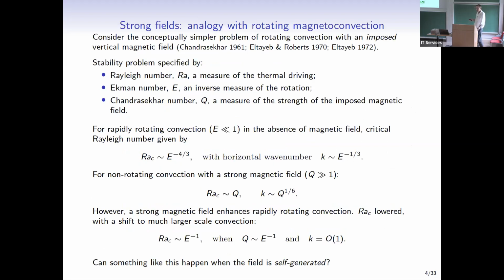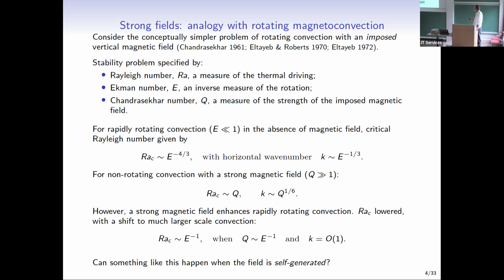Now you might say, isn't that wishful thinking? Why should we even think that the magnetic field is going to be so nice as to get us out of this mess? So really the idea of strong field dynamos, I think, came about probably through an analogy with the simpler problem, which is rotating magnetic convection. So this is a classical problem, Boussinesq, rotating convection with an imposed vertical field, let's say.